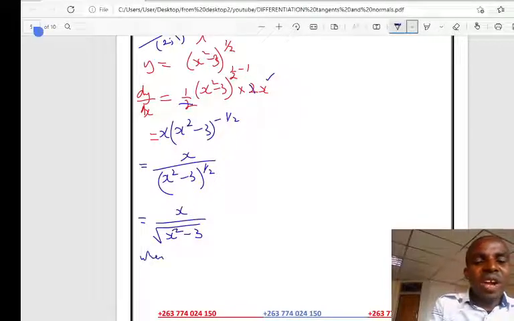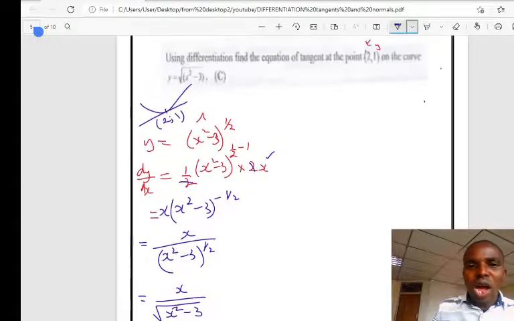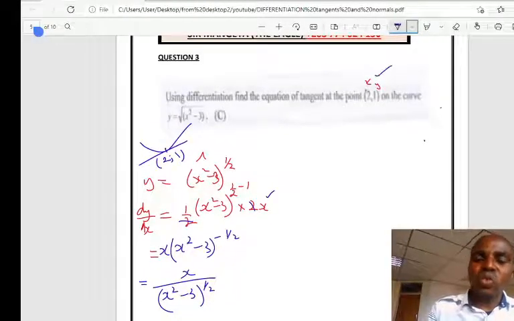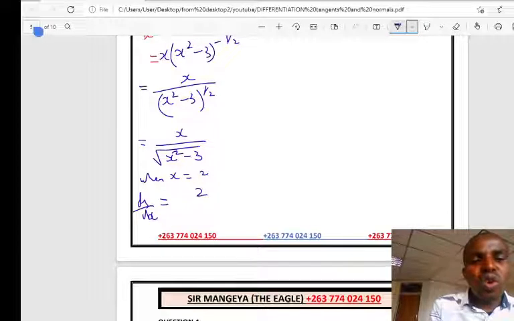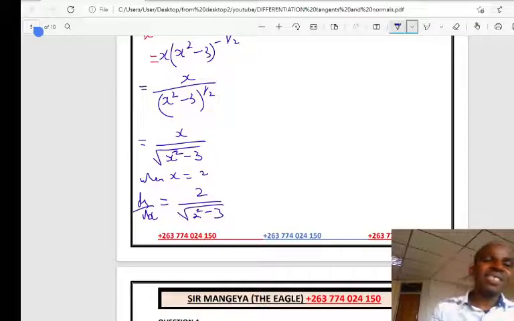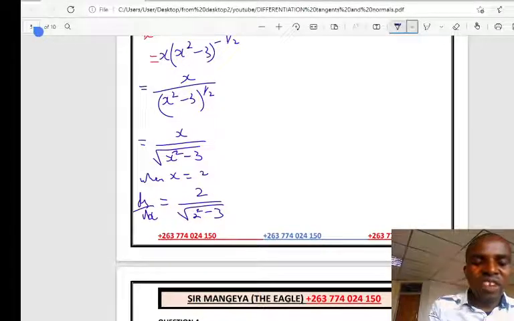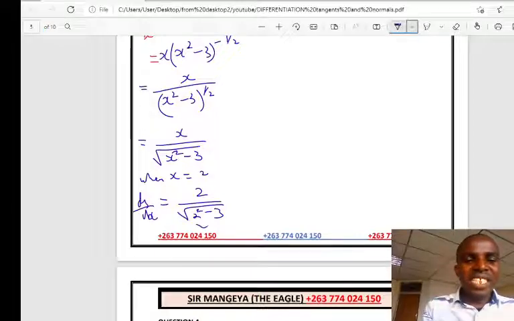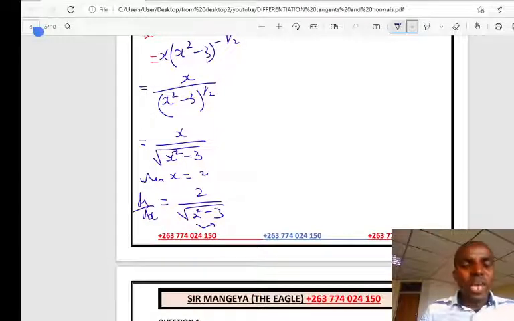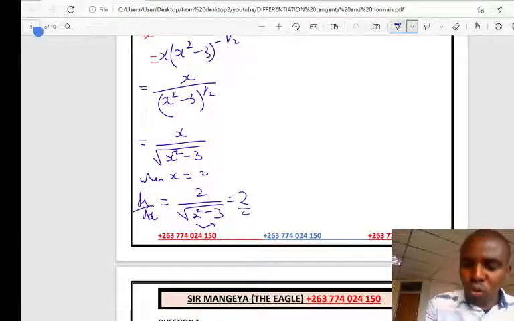Now we say when x is equal to 2, you go up here, you want the gradient when x equals 2 here. So put x as 2, then dy/dx is equal to 2 over the square root of 2 squared minus 3. Like this. Then after that, you find 2 squared is 4, 4 minus 3 here is 1. Square root of 1. What will be the square root of 1? It's 1. So it will be 2 over 1. Gradient will be equal to 2. So this one will give you 2.